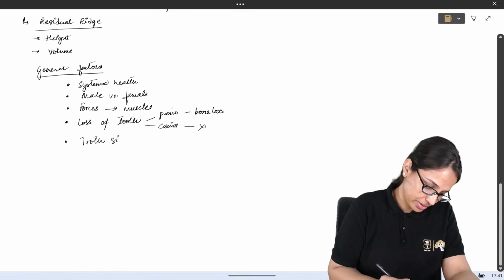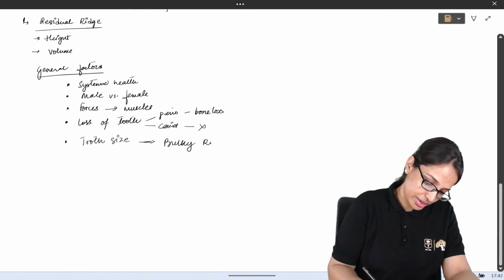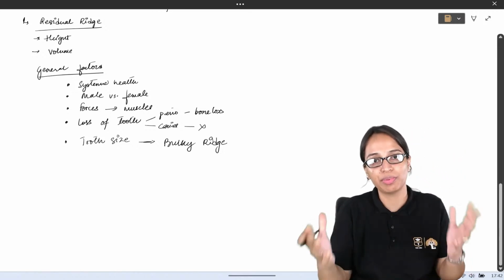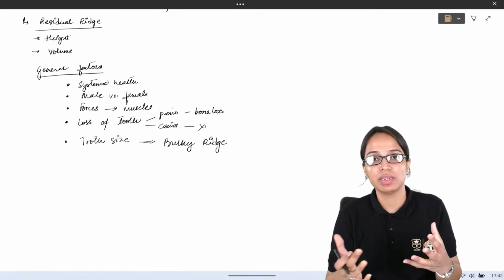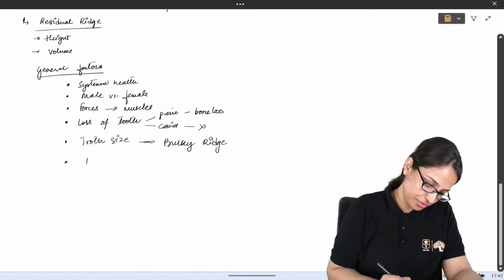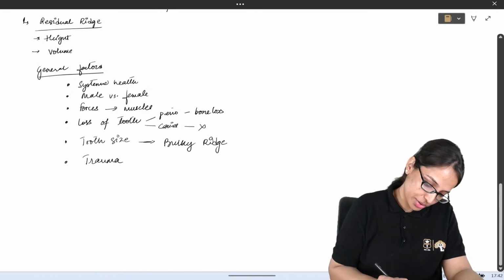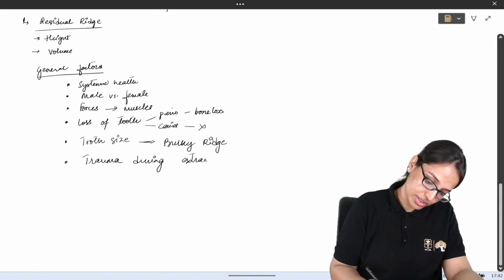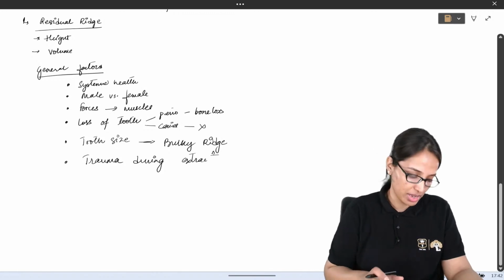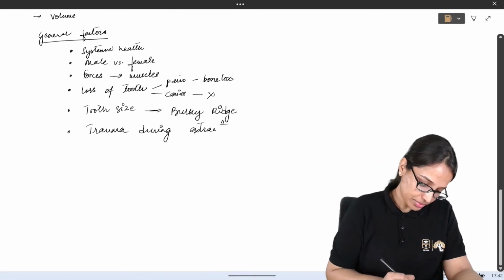And tooth size. If you have larger tooth size, then you might have bulky ridges. If naturally the tooth size of your particular patient is larger, they are supported by bulky bone, so you will have bulkier ridges for these patients, right? Then how much trauma was done during extraction with the forceps or the rongeur will also determine how much residual alveolar ridge is going to remain later on, right?